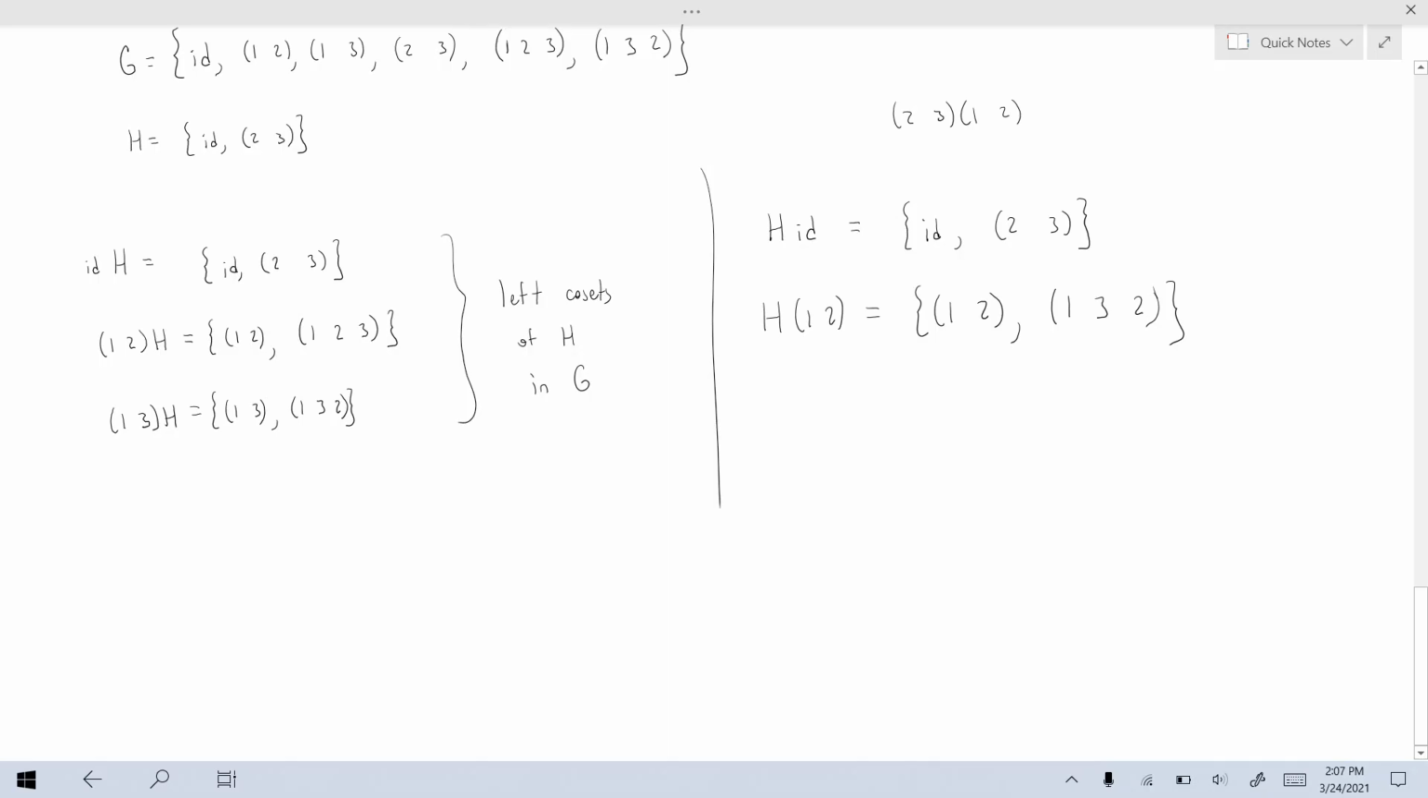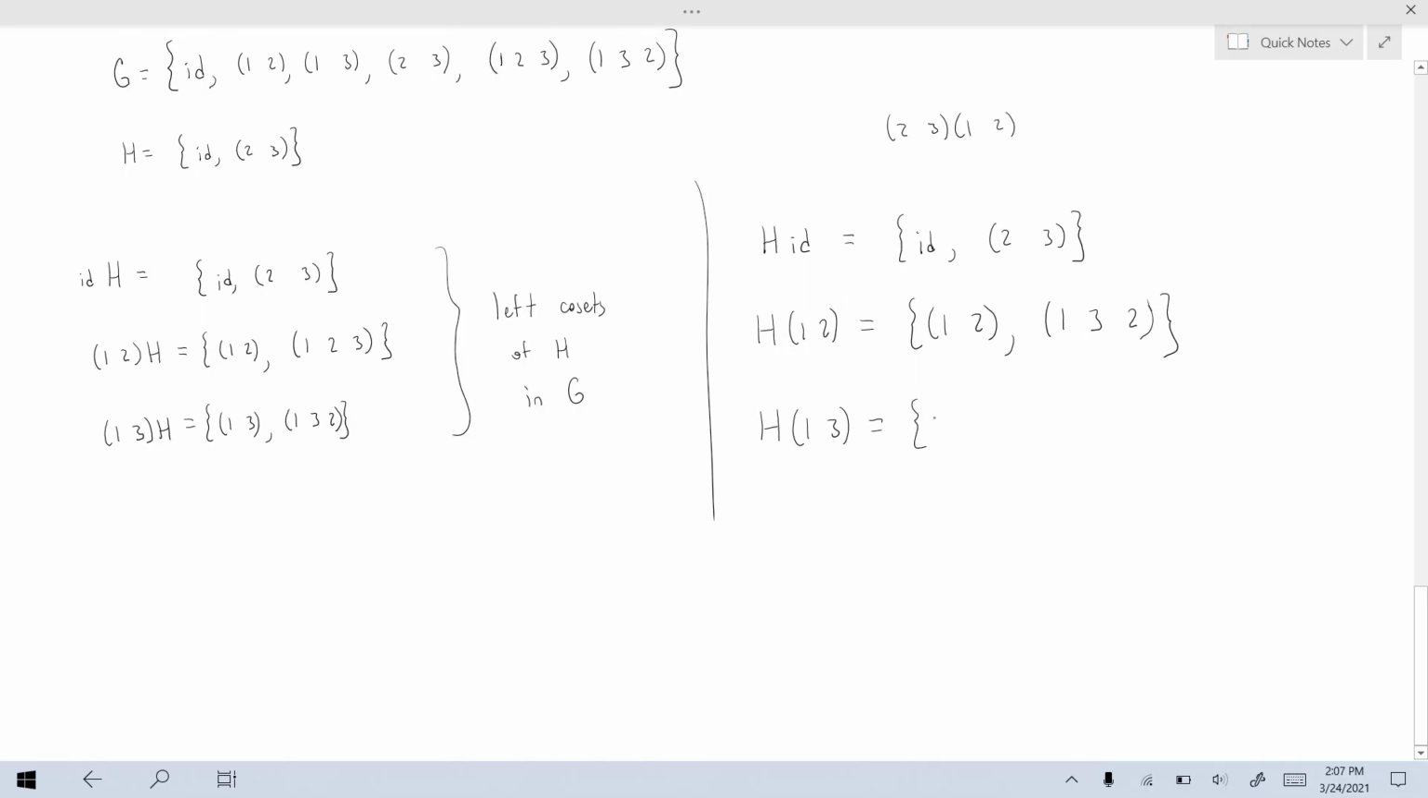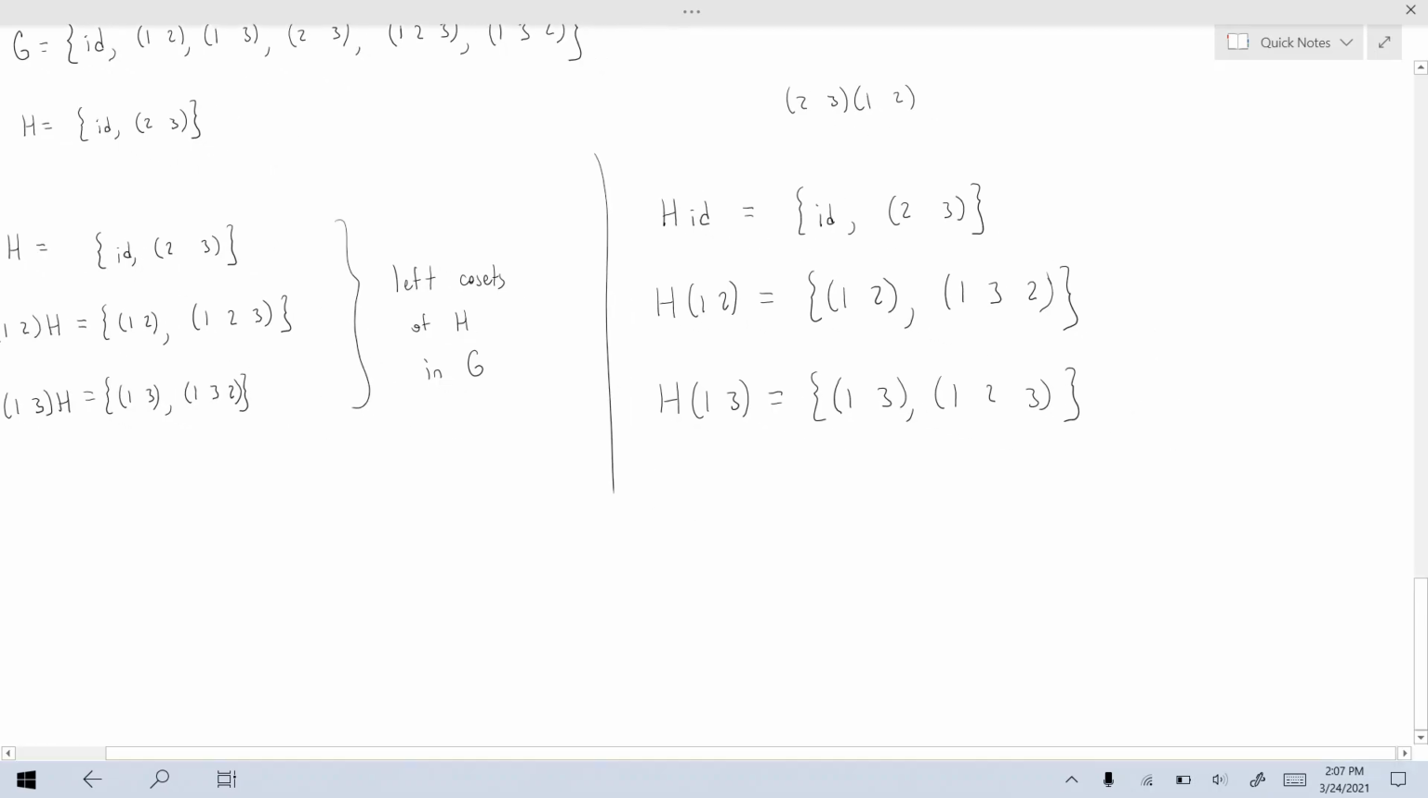We're missing the transposition (1 3) again. So multiplying H on the right by (1 3) should give us the last coset. We know that this last coset must contain the elements of G that are missing. So it will contain (1 3), and then we're also missing the 3-cycle (1 2 3). So this would be all of the right cosets of H in G.